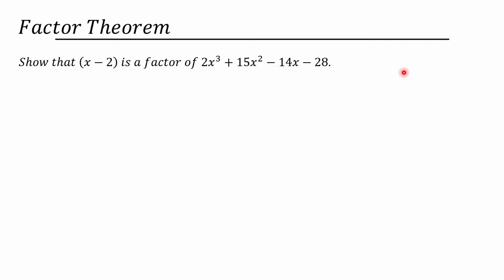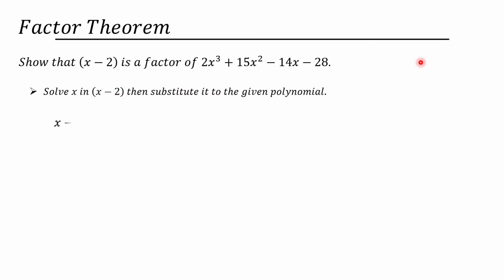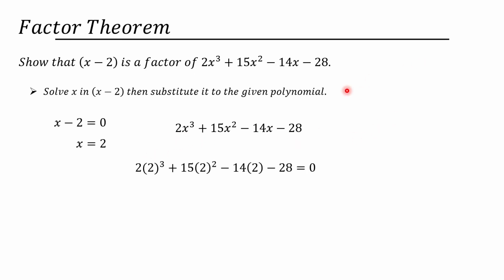28. So again, the first thing that we're going to do is we have to solve x from this factor. Then yung result, isa-substitute natin sa given polynomial. So substitute, alam na natin paano to. So x minus 2 is equal to 0, so we have x is equal to 2. Then, let's substitute that one with this expression. So, magiging lahat ng x, papalitan natin ng 2.